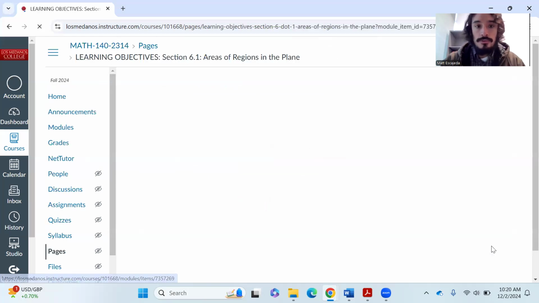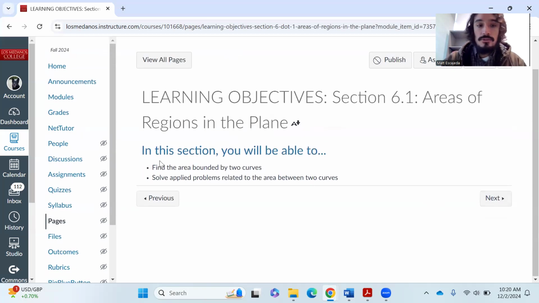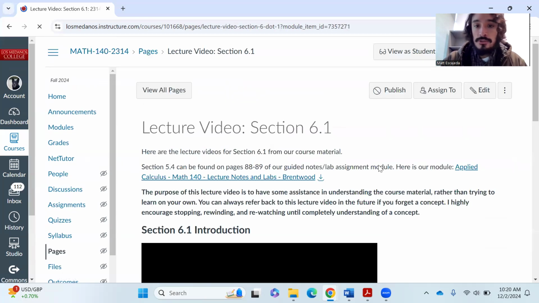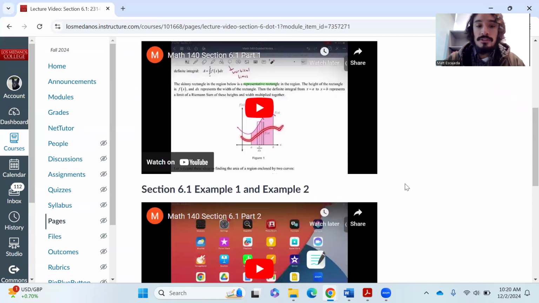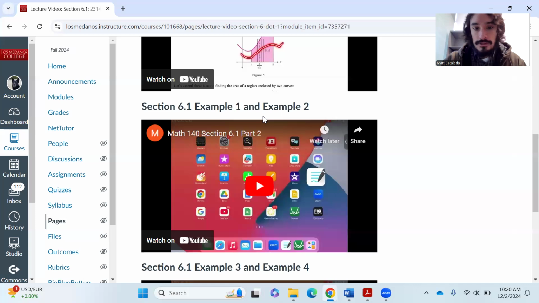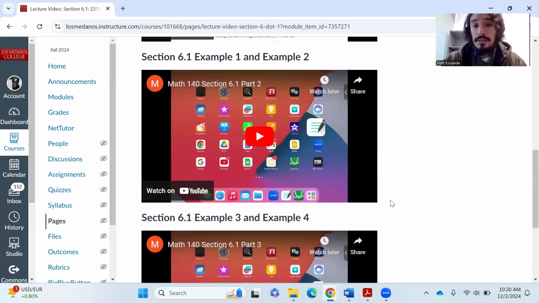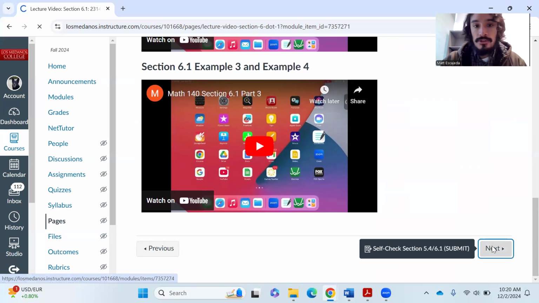Okay, so moving on to section 6.1, areas of regions in the plane. So in this section, we're going to expand on the idea of area underneath the curve and find the area bounded by two curves, so two different functions. We're going to find the area between those and some applications as well. So here's our lecture videos for section 6.1. Once again, we have a brief introduction of what area between two curves is, and of course, some subsequent examples, example 1, example 2, example 3, and example 4. And then that's the content for this class. So let's go ahead and finish that material strong.